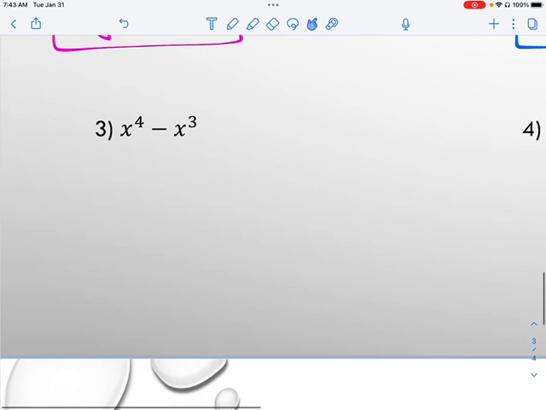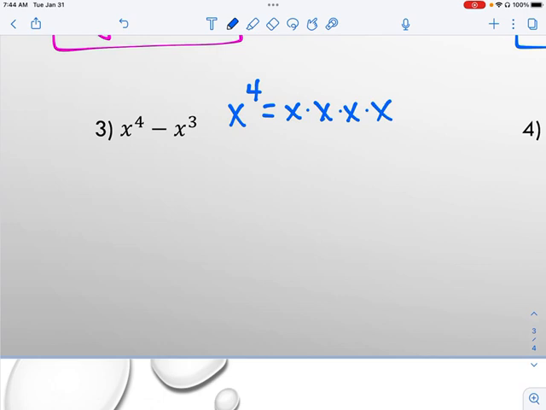Okay? Now let's take a look at number 3. We have x to the 4th minus x to the 3rd. Remember, x to the 4th means we have x times x times x times x. X to the 3rd means x times x times x. So here's what we're looking for. How many do they have in common? How many do they share? Well, the answer would be 3 x's.